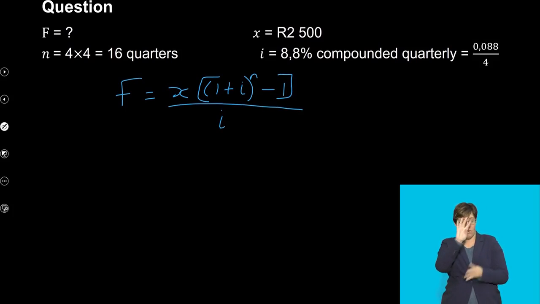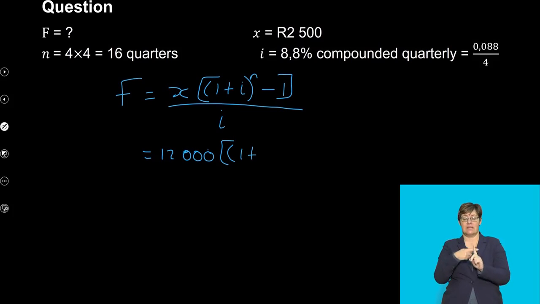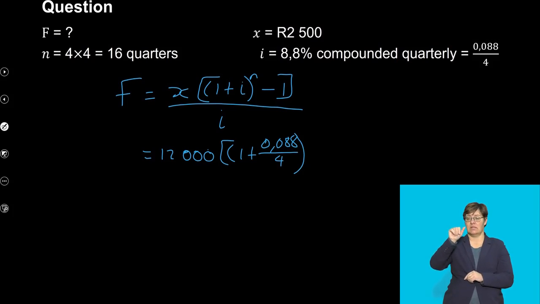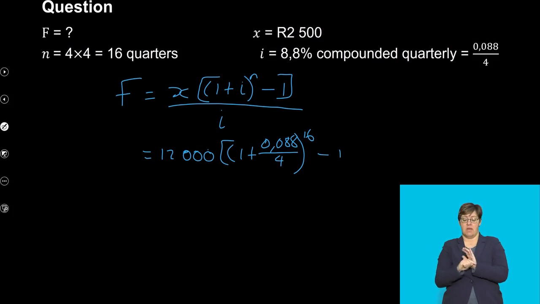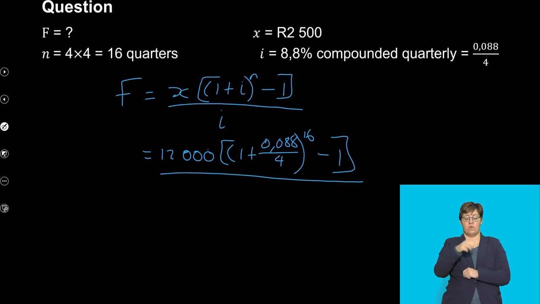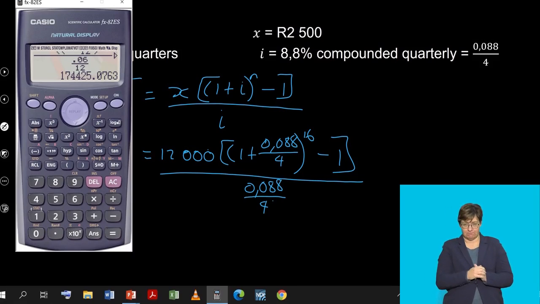Please make sure you start by writing the formula before substituting anything. Therefore, this becomes 12,000 into (1 plus 0.088 over 4, all raised to the exponent of 16, minus 1), divided by 0.088 over 4. You are welcome to write 4 multiplied by 4 instead of 16. That means one and the same thing.